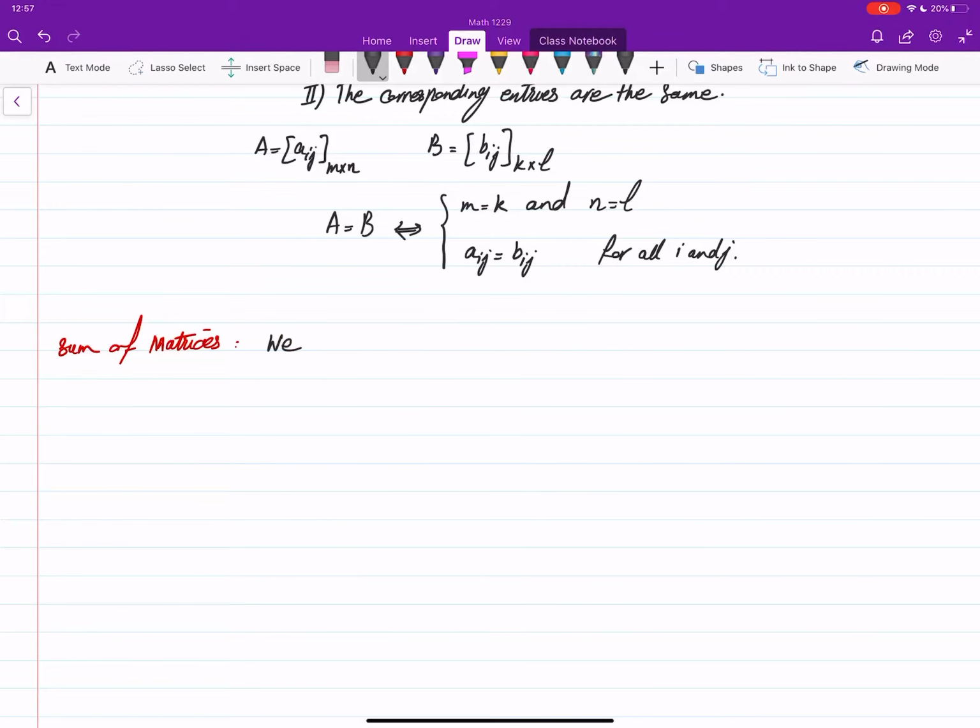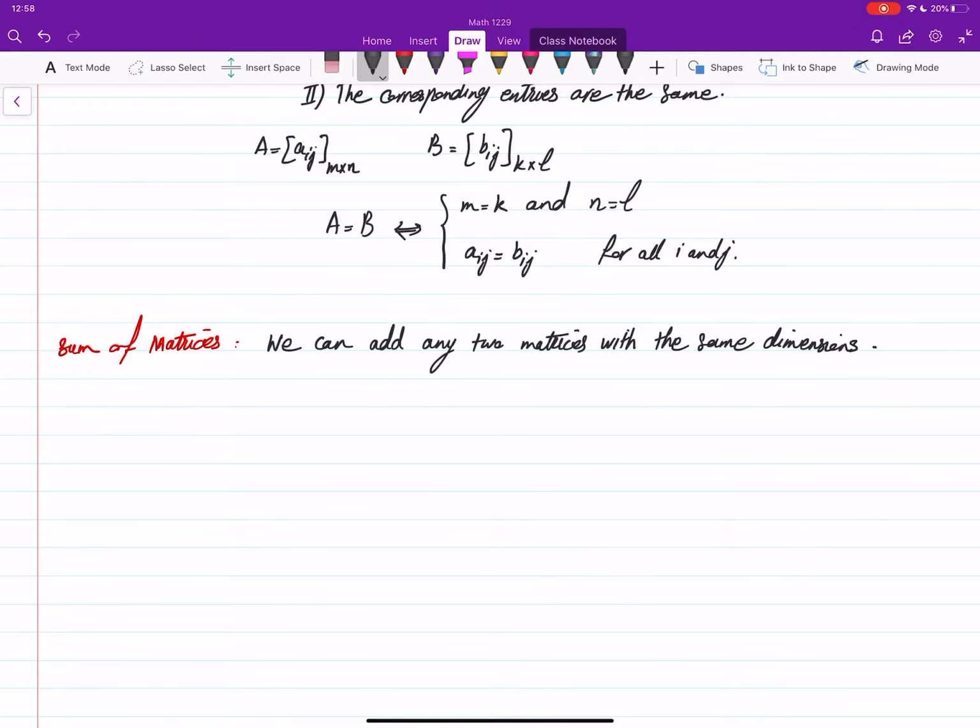We can add any two matrices with the same dimensions. If they don't have the same dimensions, the sum is not defined. You may have more rows, and then you cannot add them.